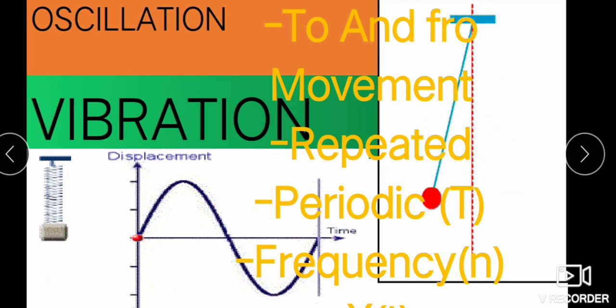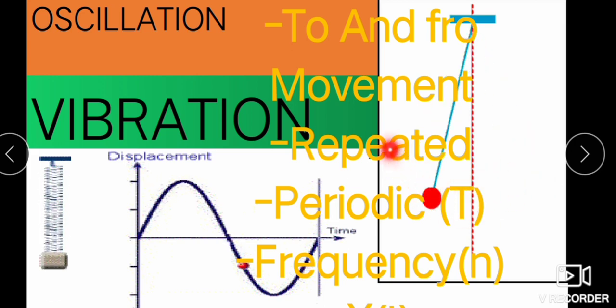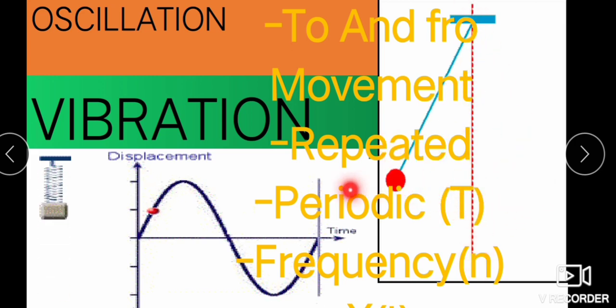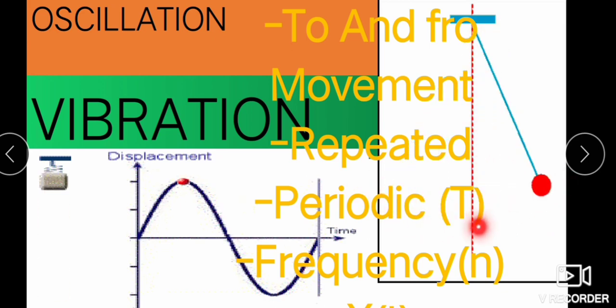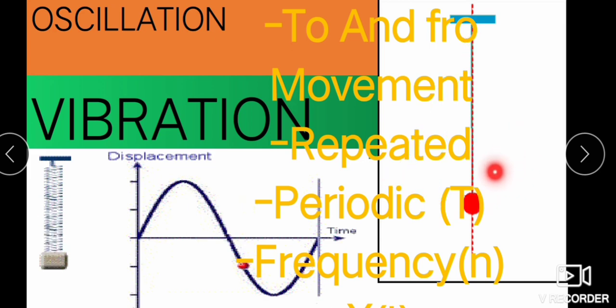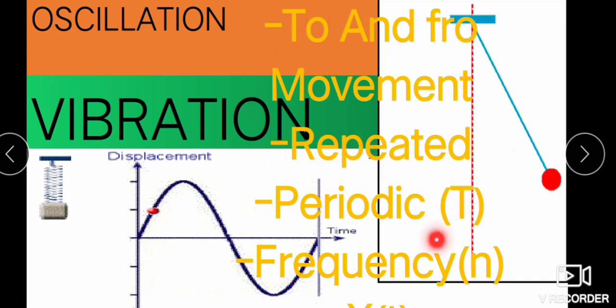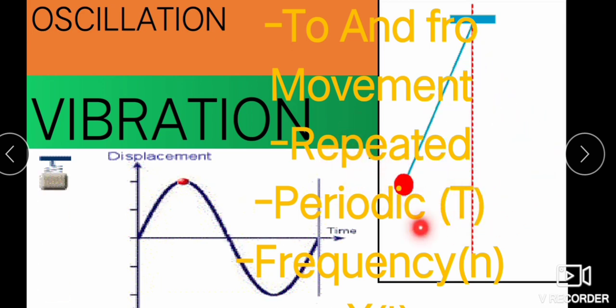Here we can see the bob of the pendulum is repeating the motion about some position. This position about which motion is repeated is known as the mean position, and these are the two extreme positions beyond which the pendulum will not go. This to and fro motion is known as oscillation or vibration. And since this motion is repeated or periodic motion, we can define period as the time required to complete one repeated set of movements or oscillation.